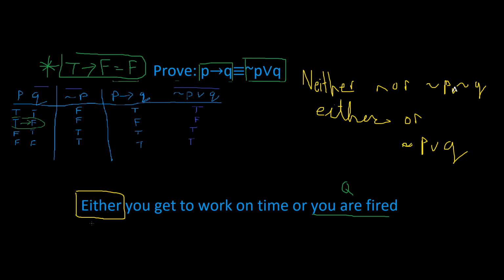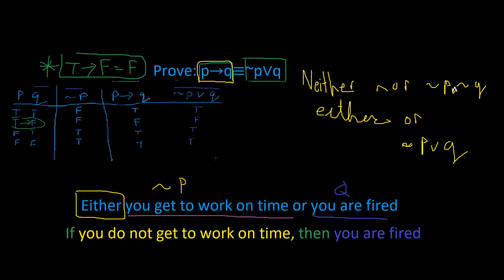So we have right here, the problem says either you get to work on time or you are fired. And so this is going to be our negation P. And so now we want to write the sentence in a format that's familiar to the if-then format as shown up here. We identified our P is you get to work on time, and we identified our Q as you are fired. So let's write a sentence like that. And so now here we have our new statement. It says, if you do not get to work on time, then you are fired.